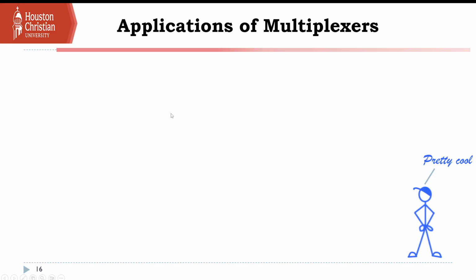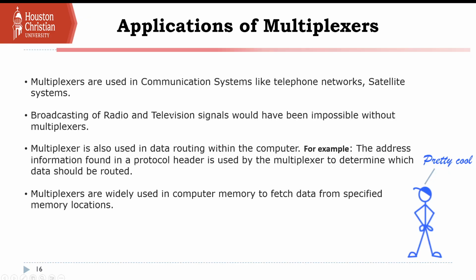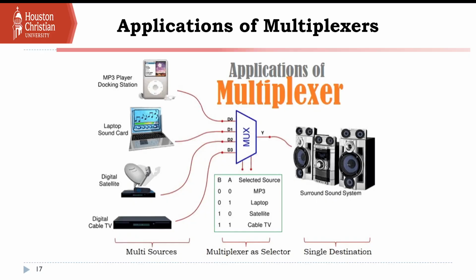Now, what are the applications of multiplexers? They're used in communication systems, in television and radio signals, and also in computers, in memory addressing and IP protocols. Another example is when you have different sources of sound coming in. You could use a multiplexer, depending on what you want to choose, to send it to a single sound system.